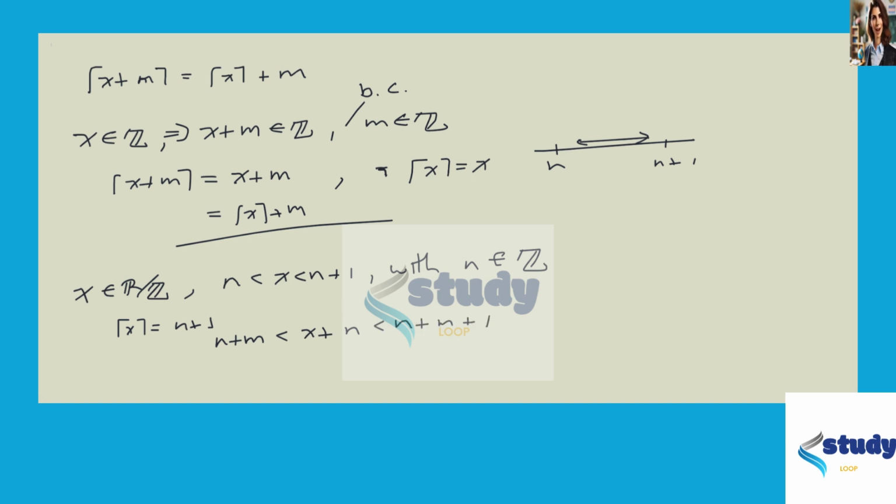So then you have ceiling of x plus m is equal to n plus m plus 1 by definition. Now you also have here that ceiling of x is equal to n plus 1. So this is equal to m plus ceiling of x, and you have that ceiling of x plus m is equal to ceiling of x plus m, since you have this thing and this thing.